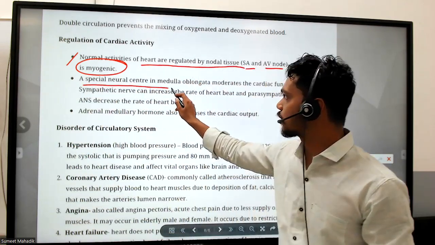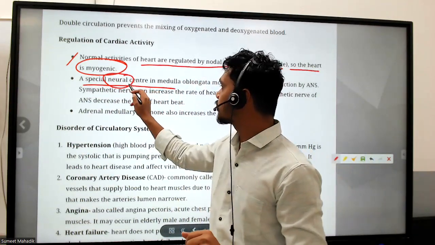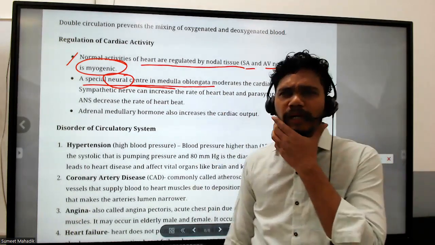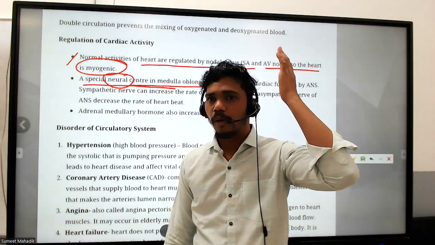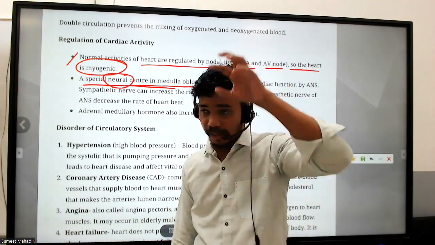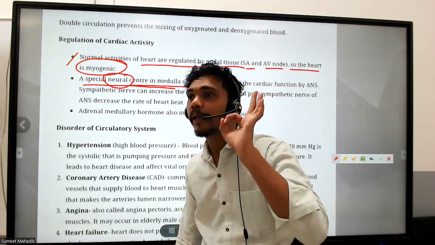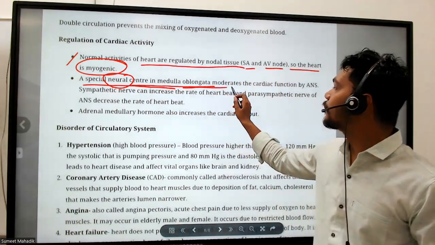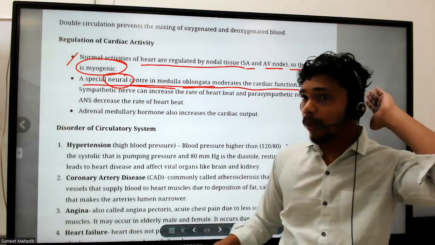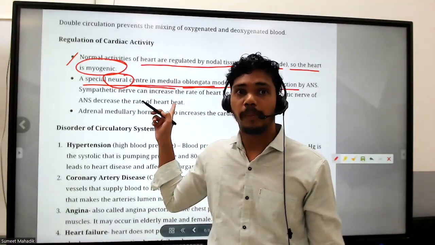There is also a special neural center in the medulla oblongata. What is the medulla oblongata? It is where the brain extends to the spinal cord. So the medulla oblongata moderates the cardiac function. If there is a problem in the medulla oblongata, there will be a problem in the heart rate.